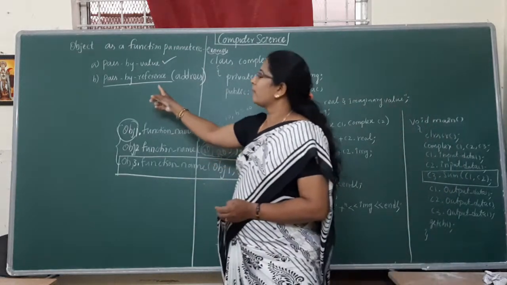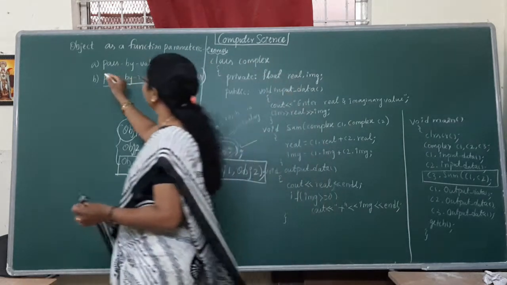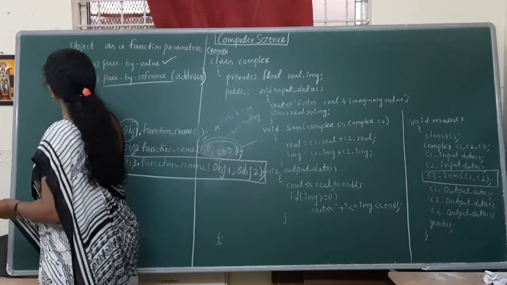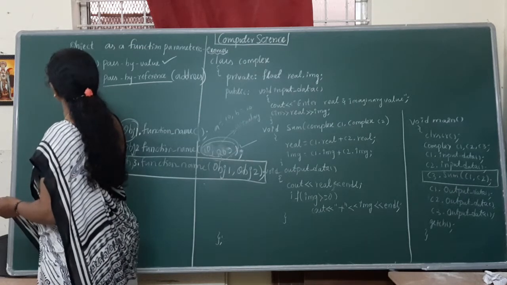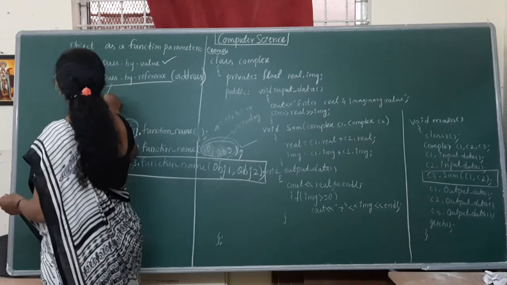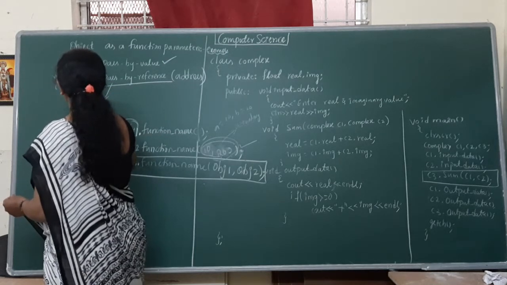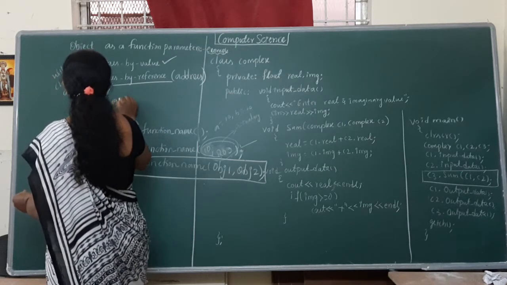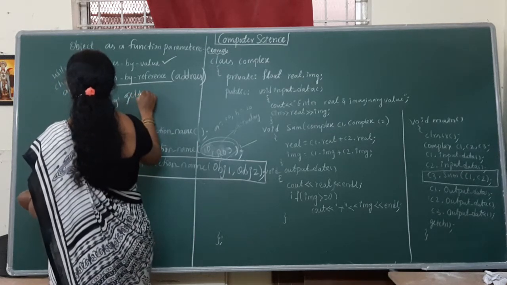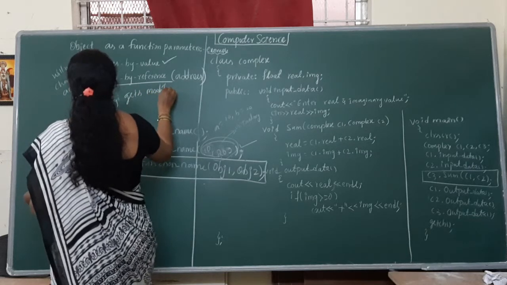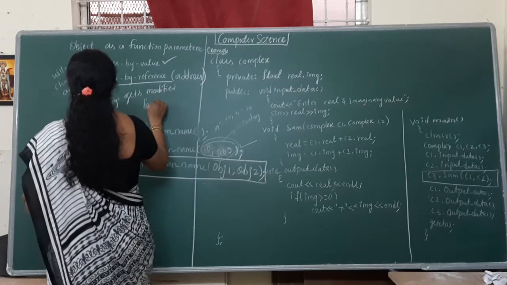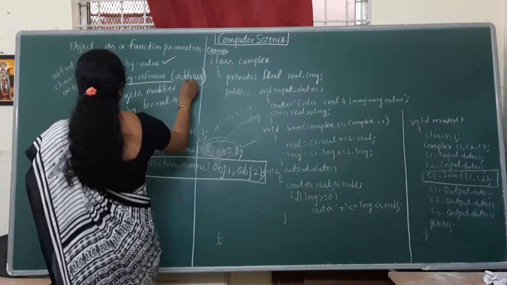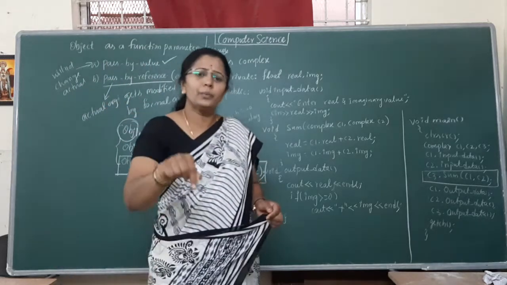That is your pass by reference. The values will not change for actual arguments. It remains the same, but here actual arguments get modified by formal arguments through the address. Where are we getting the address?